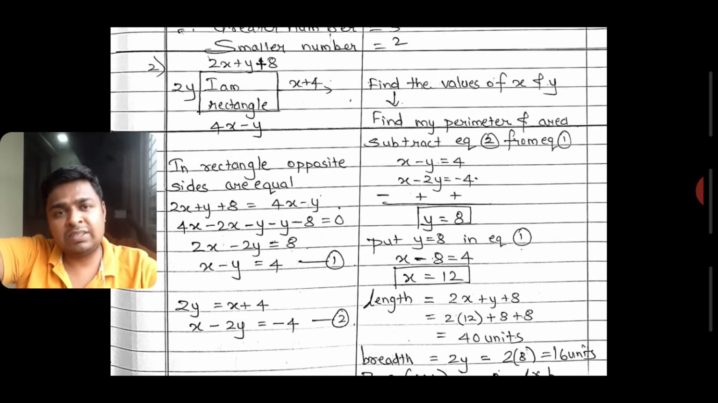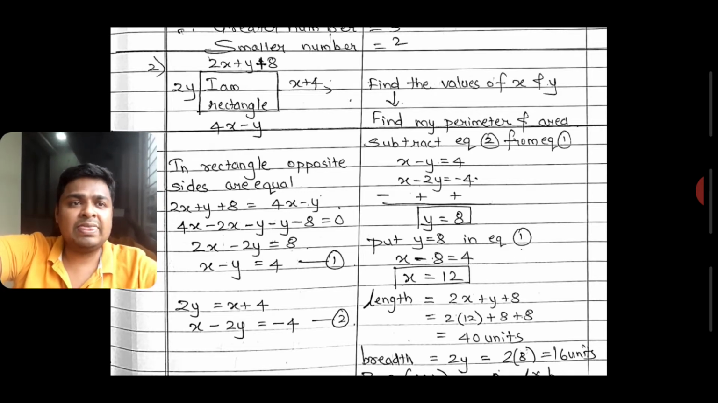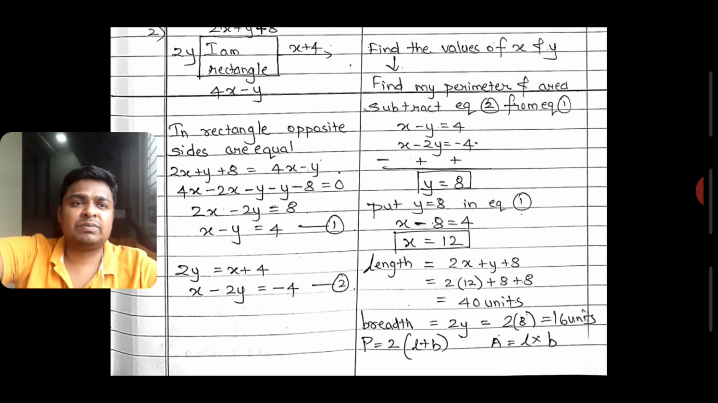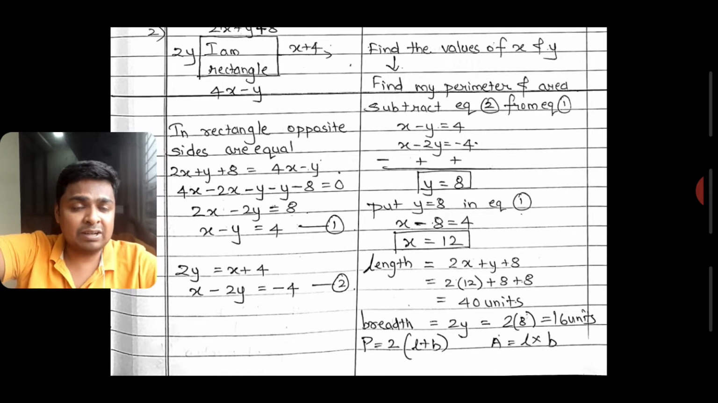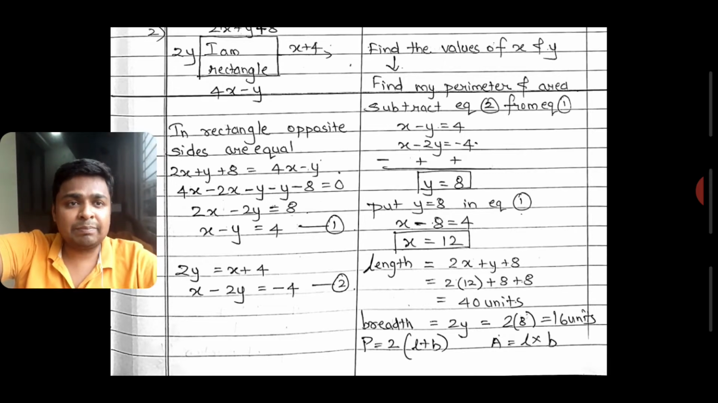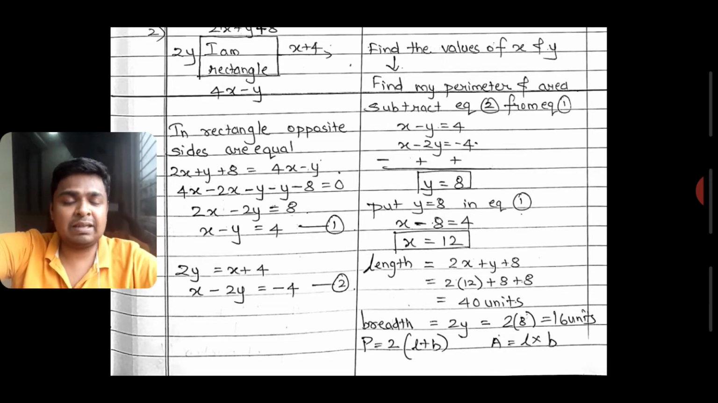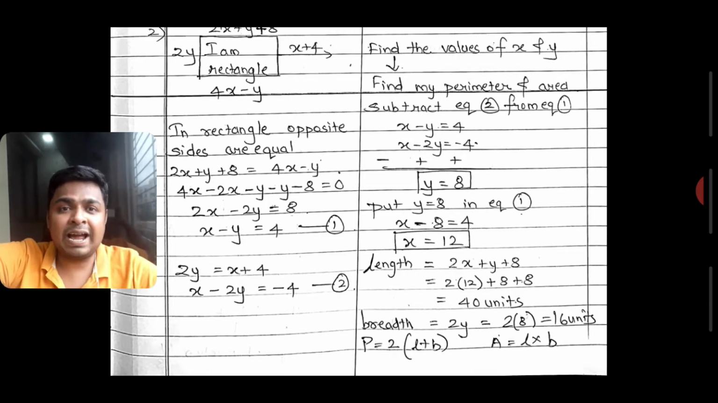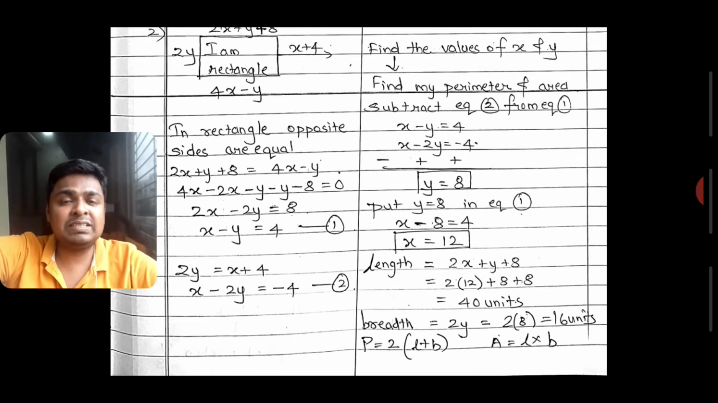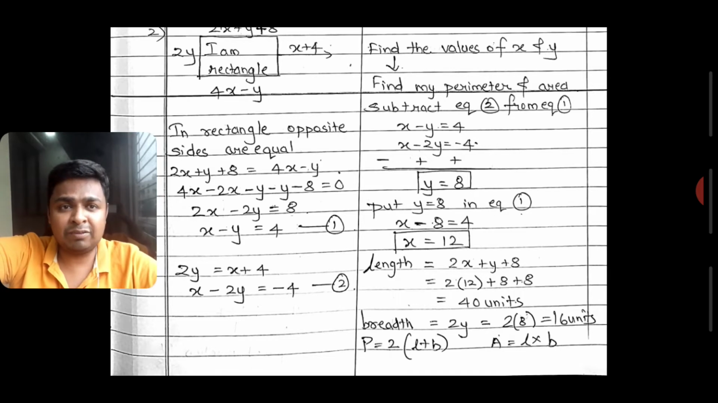Again you transfer the terms to one side. x minus 2y is minus 4. And then subtract. So see the coefficients, of y they are not the same but of x they are the same. So if the positive sign is there for both of them, if I subtract they will get cancelled. So y is equal to 8. Put the value in any one of the equations, you will get x is equal to 12.